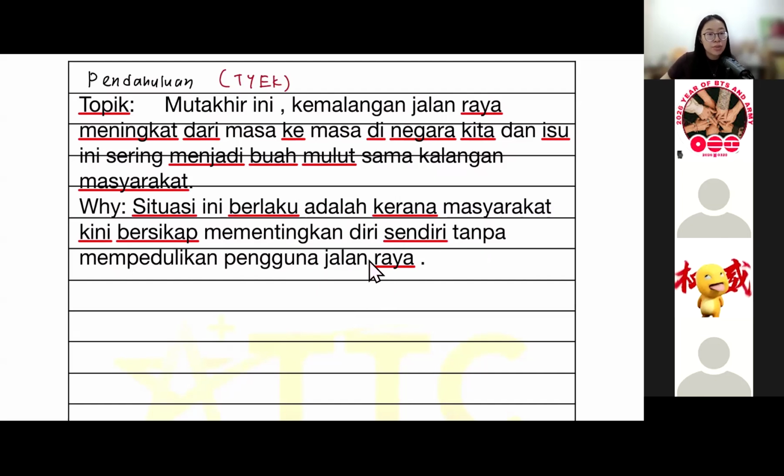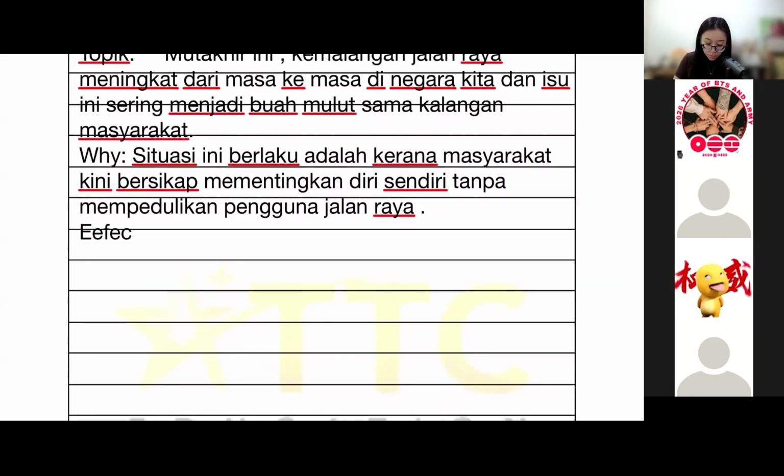If these situations continue to happen, what will happen? If nowadays the society keeps on being selfish without caring about other users, apakah akan yang berlaku? Can I add lain at the back of jalan raya? Pengguna jalan raya lain. Okay, can? Then kematian. Okay, can. Okay, so effect. So you can say kesannya, situasi, or you can say keadaan ini. If you don't want to use situasi, keadaan ini akan menyebabkan kes kematian.